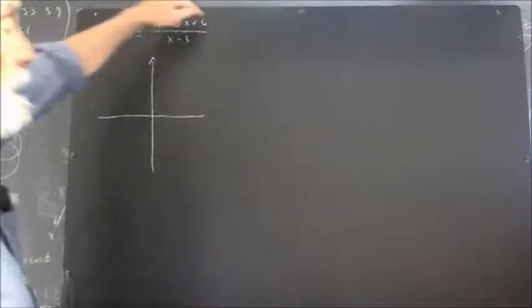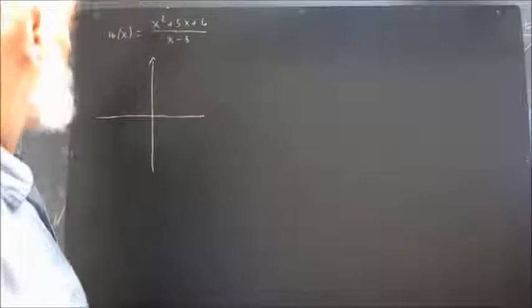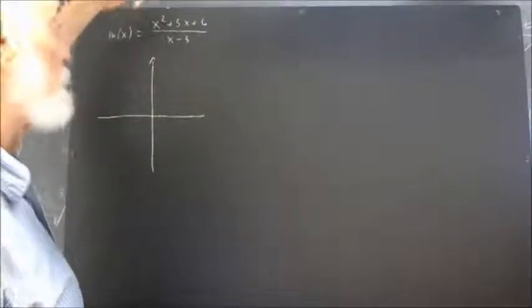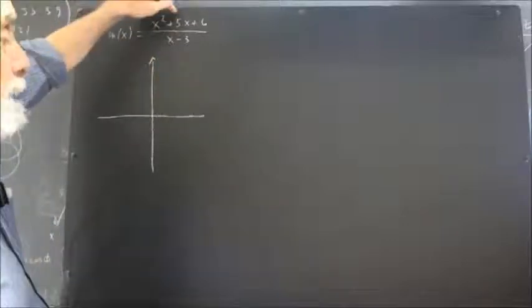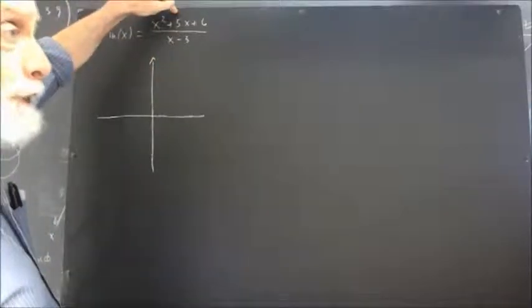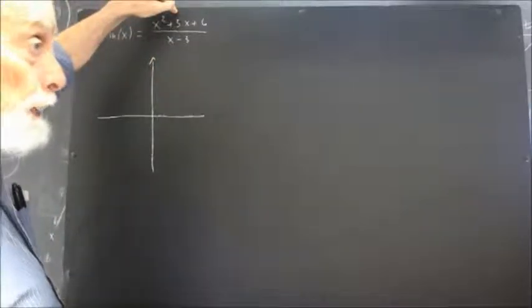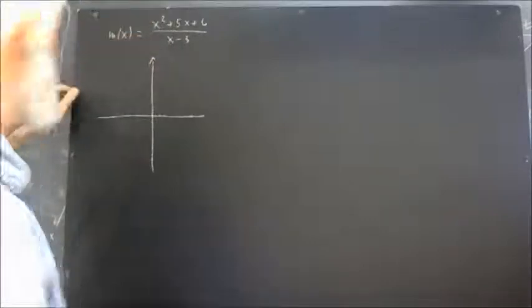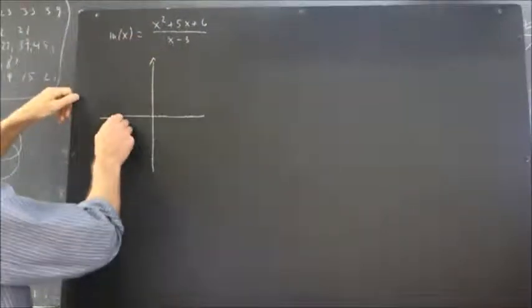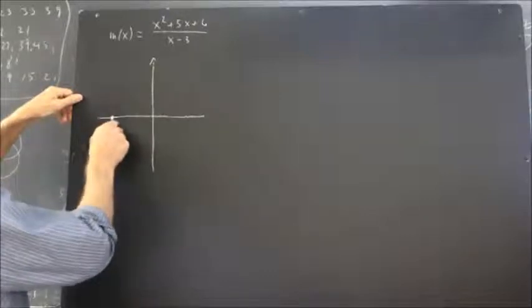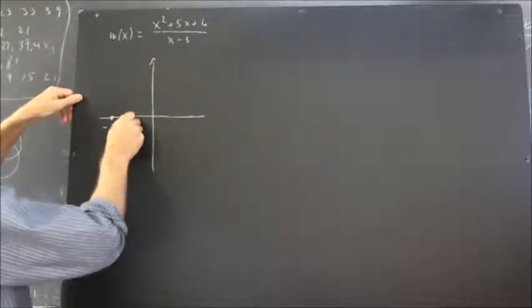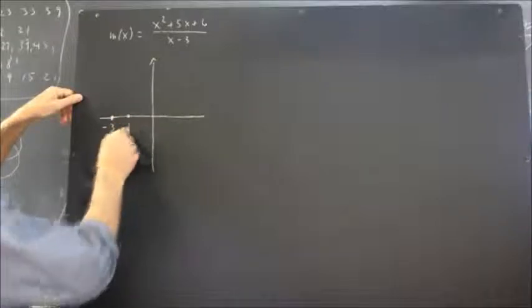the numerator is 0 when x squared plus 5x plus 6 equals 0. That factors into x plus 2 times x plus 3, giving you zeros at negative 2 and negative 3. I'm not going to write that out. Okay, but we have now zeros at negative 3 and at negative 2.